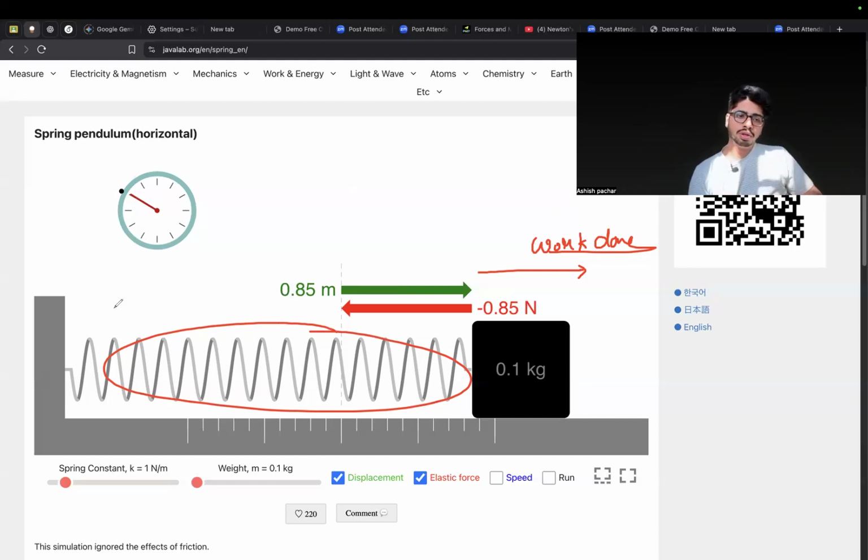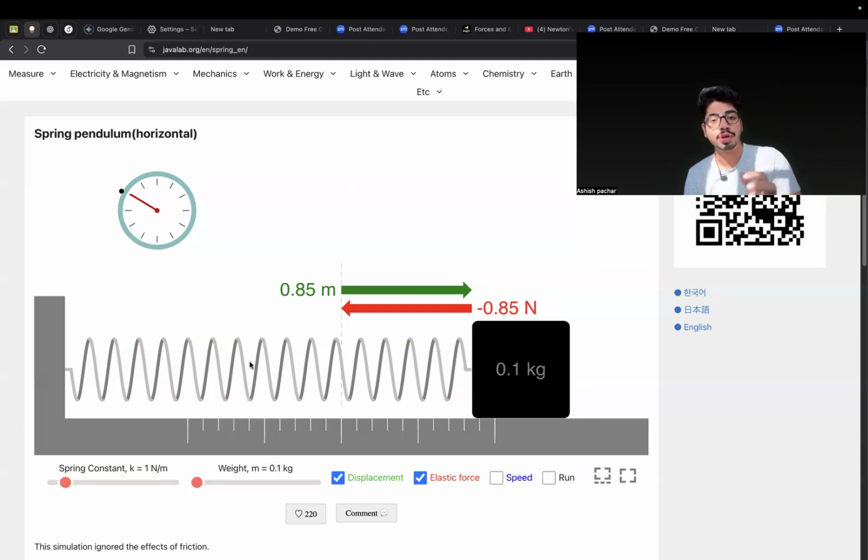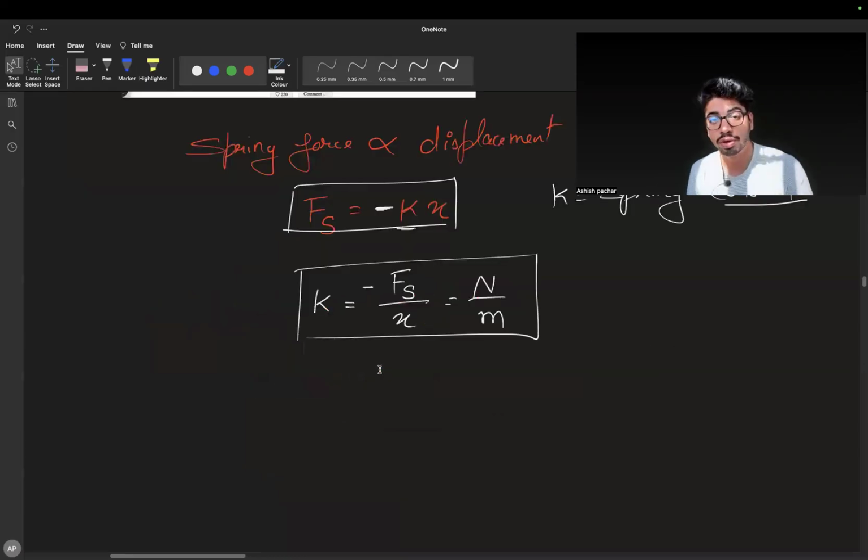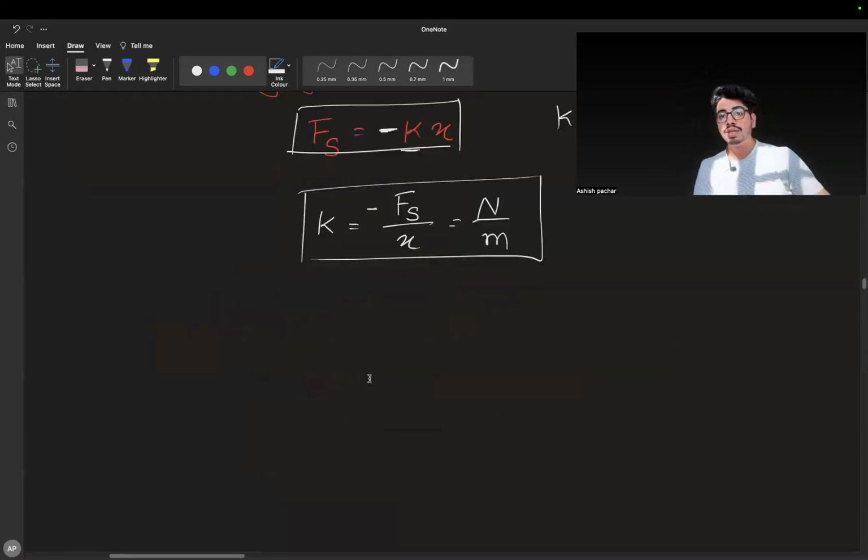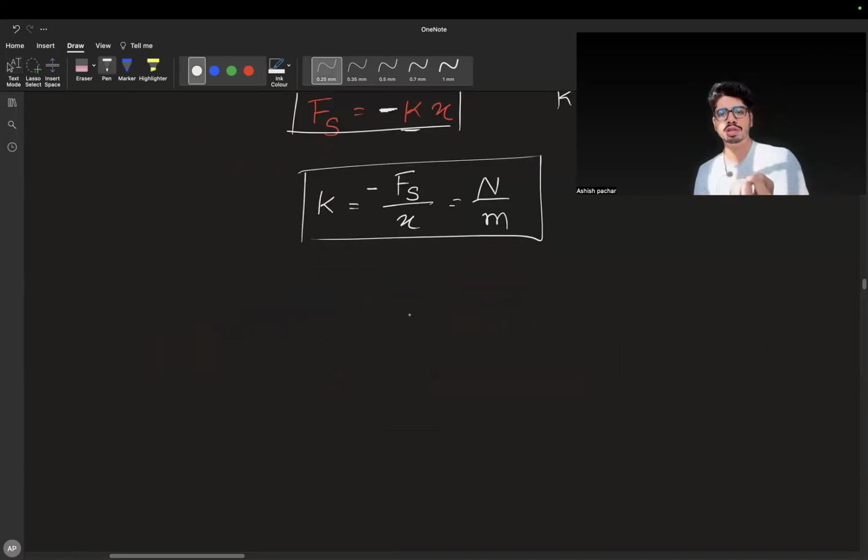Some energy gets stored in the spring, and how much that spring energy is, that is what we are trying to find out. That is the stored energy in the spring. We call it elastic potential energy, or energy stored in the spring. So what is that?